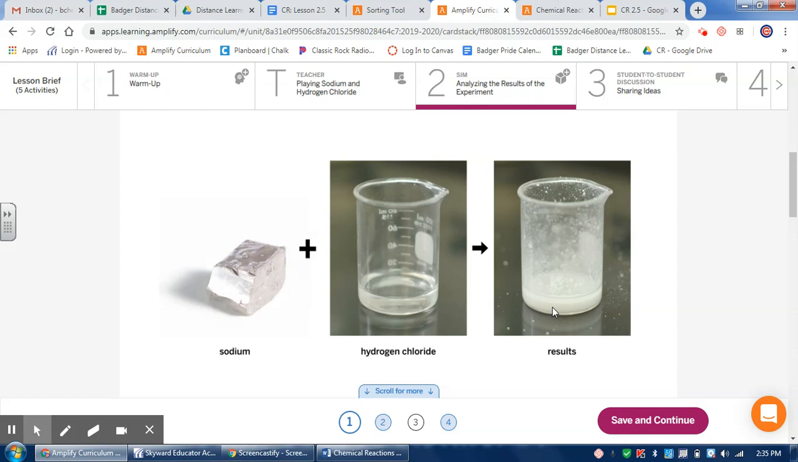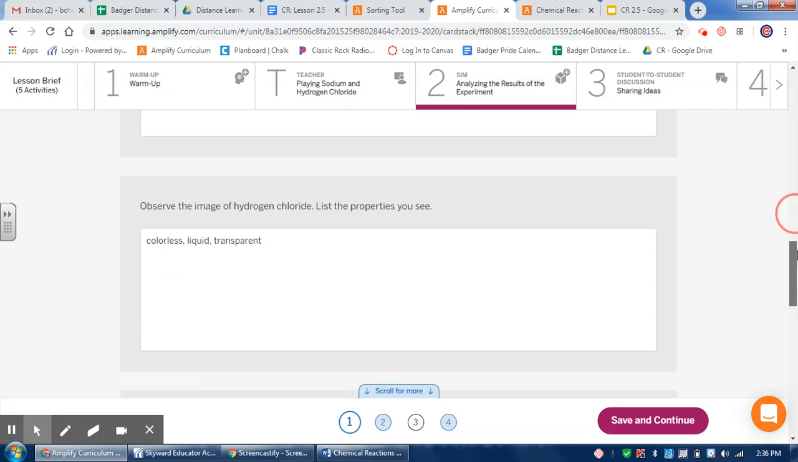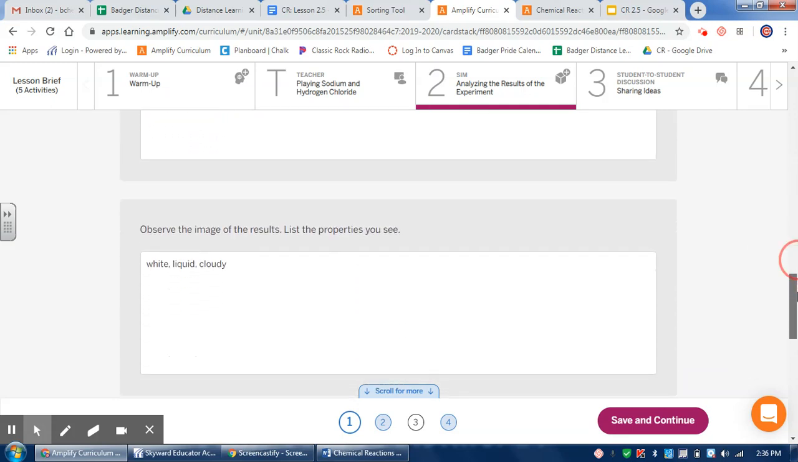So the results, I can say that I have a white color. It appears that it's a liquid and it looks cloudy. So if I go down, my observations of sodium were that it was silver, solid, and shiny. And you're more than welcome to pause the video at any point if you need to go back in and type these things in to Amplify. The hydrogen chloride was colorless, liquid, and transparent. And the results were white, liquid, and cloudy.